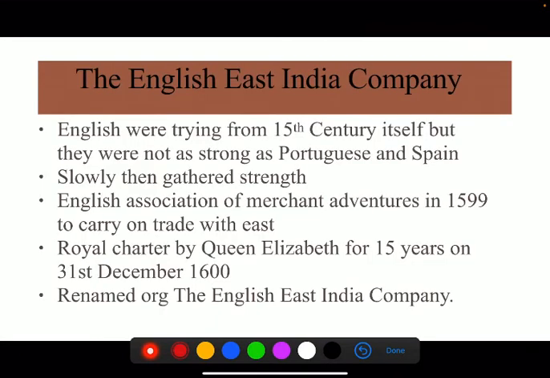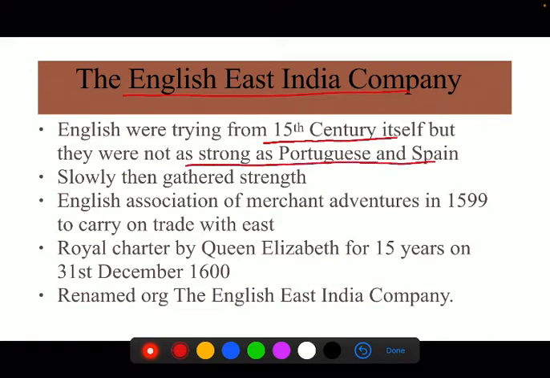Fine. The next most important European power which came to India is known as the East India Company, the English East India Company. So first of all, let's discuss how they came to India. As I explained before, English were trying from the 15th century itself, but their naval power was not as strong as Portuguese and Spain, but slowly they gathered strength.